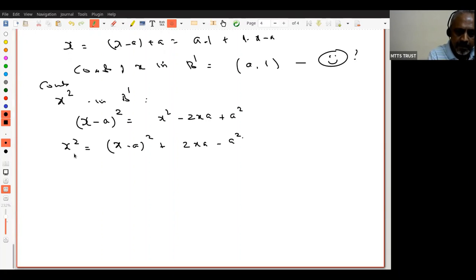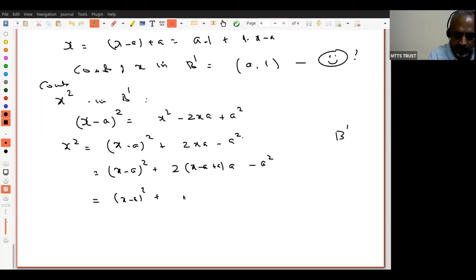I want to write this x squared. I am trying to express x squared in terms of B dash. Therefore, x minus a whole squared is nice, because that is part of B dash. But x is not. So what do you think I will do? I will write it as x minus a whole squared plus 2 times x minus a plus a times a minus a squared. Do you understand this?